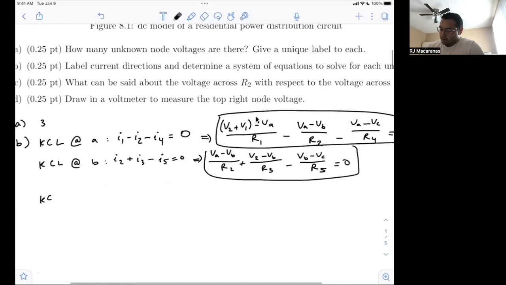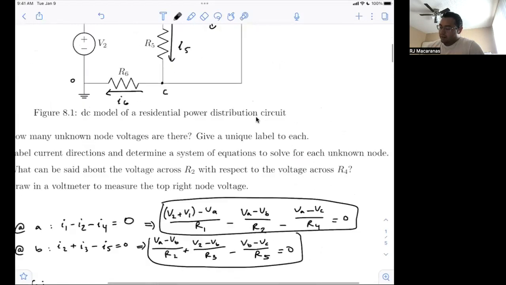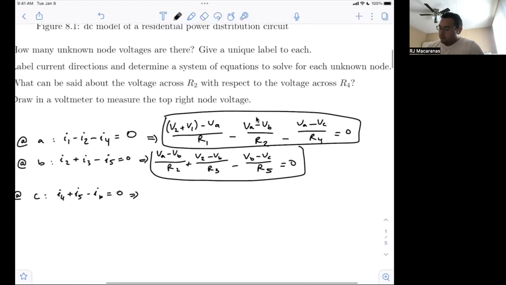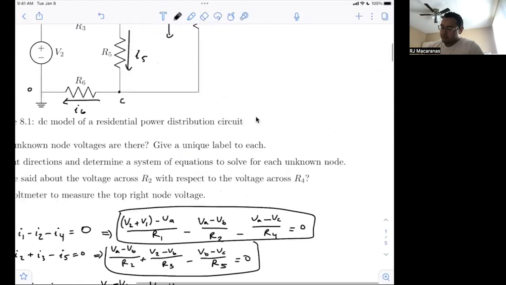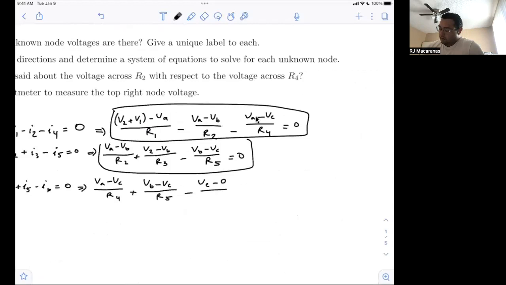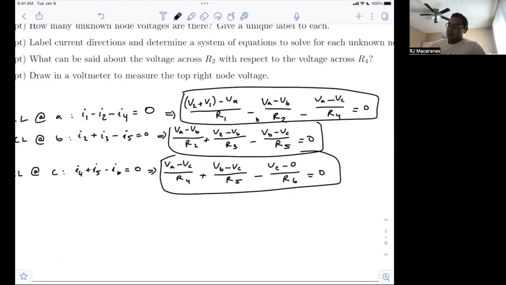And for our last equation, we're going to do KCL at node C. So looking at node C, we've got I5 and I4 going in, I6 coming out. So I4 plus I5 minus I6 is 0. And we've written I4 before, it's VA minus VC divided by R4. We've written I5 is VB minus VC divided by R5. And then I6 is VC minus 0 divided by R6. And this gives us our last equation for this system that will allow us to solve for VA, VB, and VC.